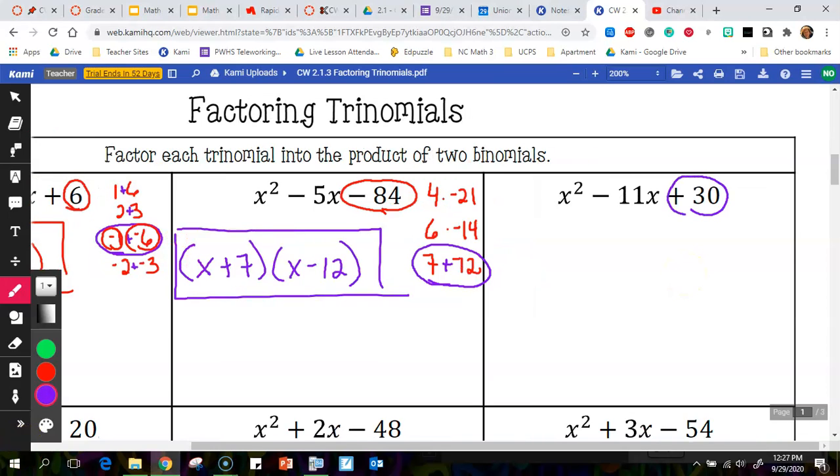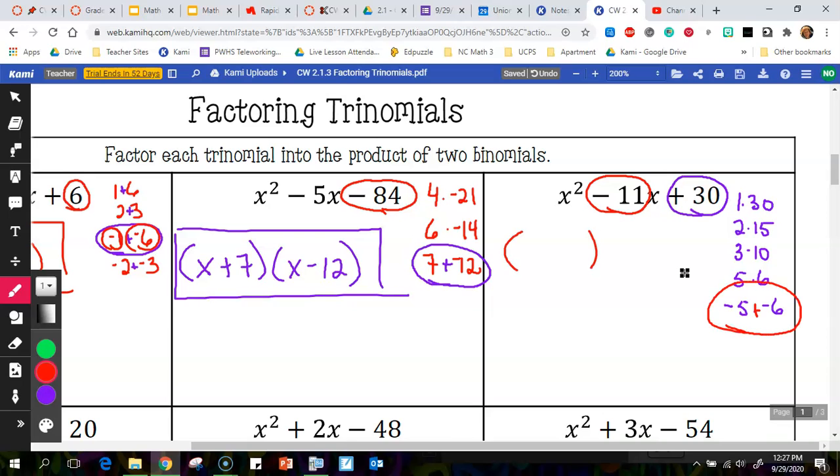Okay, let's look at our next one. I need factor pairs for +30. 1 times 30, 2 times 15, 3 times 10, 5 times 6. So 5 and 6, when I add them together, I get 11, but they both need to be negative. Negative 5 times negative 6 is 30. Negative 5 plus negative 6 is negative 11. So this is my pair that I'm going to use right here.